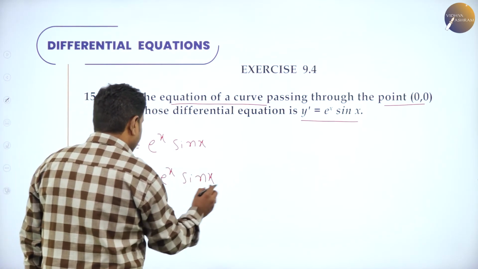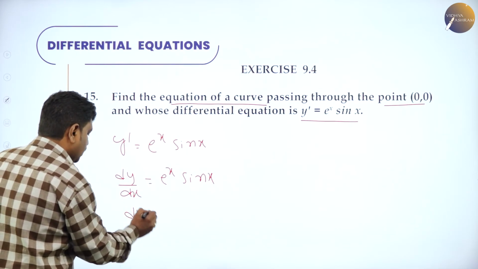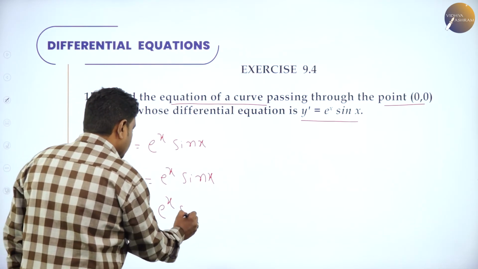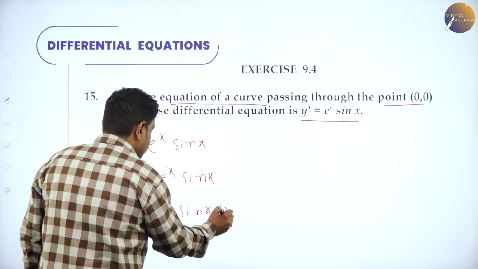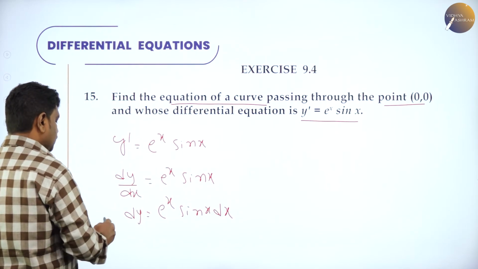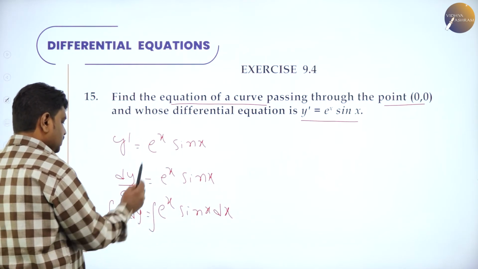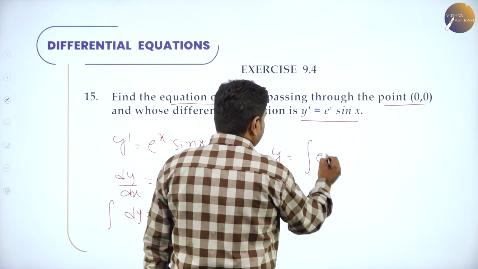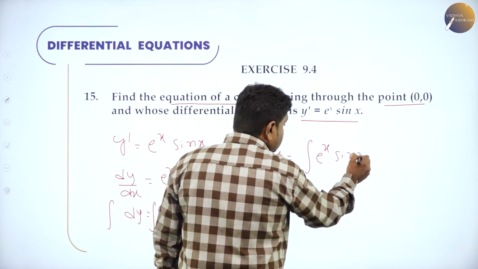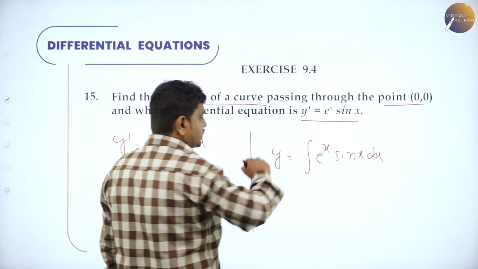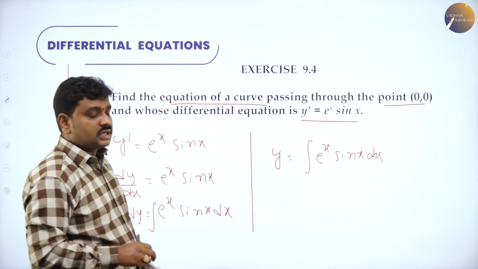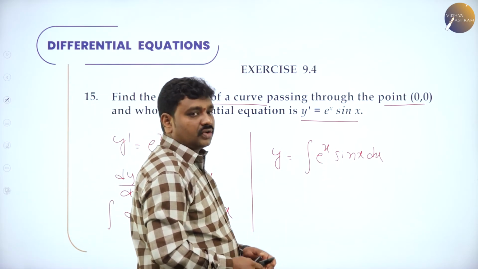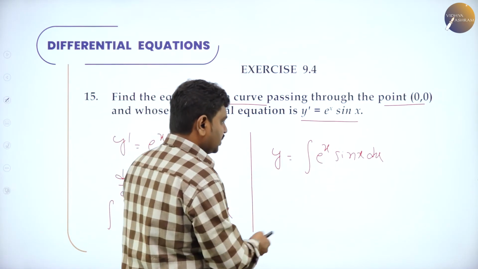Now do separating the variables. All of you know rule 1: dx should not be in the denominator. Transfer it, so dy equals e power x sin x dx. Now it is variable separated. Next, integrate both sides. LHS: what is integration of dy? y. Integration of e power x sin x, integrating this is important. For the RHS, I can take it as I and you can solve it.